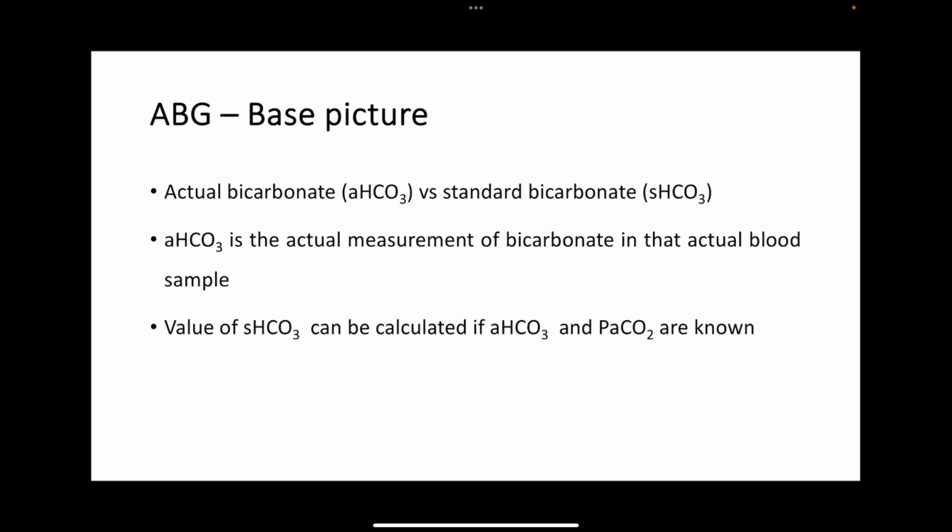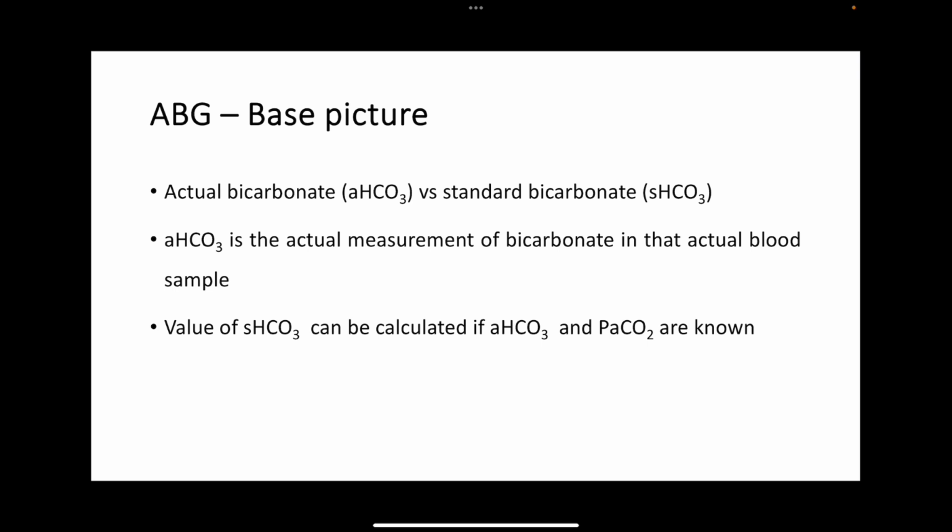Then coming to another concept, base excess. So there is something called AHCO3, or actual bicarbonate, and standard bicarbonate, or SHCO3. AHCO3 is the actual measurement of bicarbonate in that blood sample. The problem with this measurement is that it is markedly affected by the PaCO2. If the PaCO2 is high, the AHCO3 is dragged higher, and vice versa.